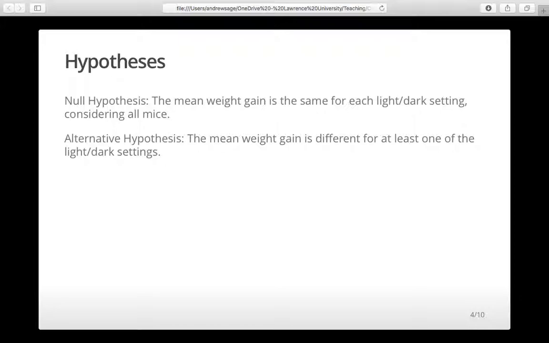We want to test whether there are differences in mean weight gain for the three different light cycles. Our null hypothesis will be that there is no difference between the settings, that is, the mean weight gain is the same for each light-dark setting over all mice. The alternative hypothesis is that the mean weight gain is different for at least one of the settings.